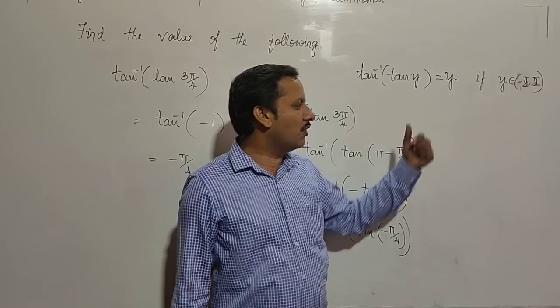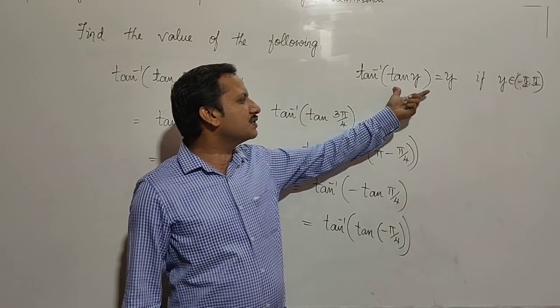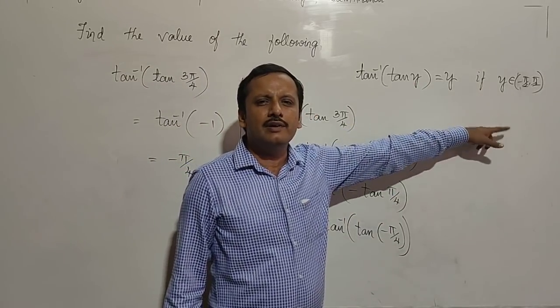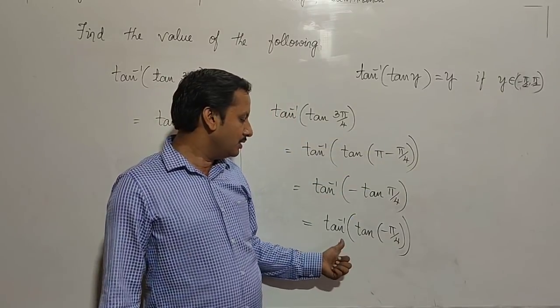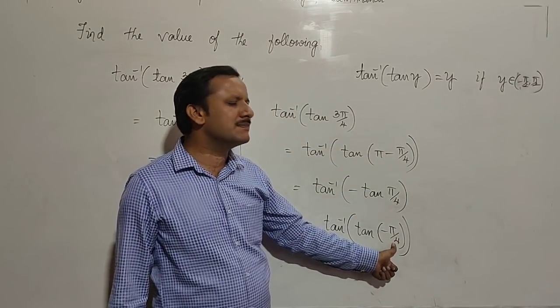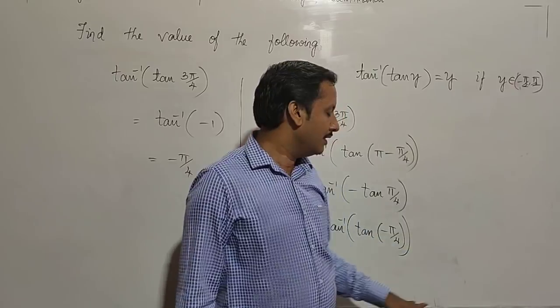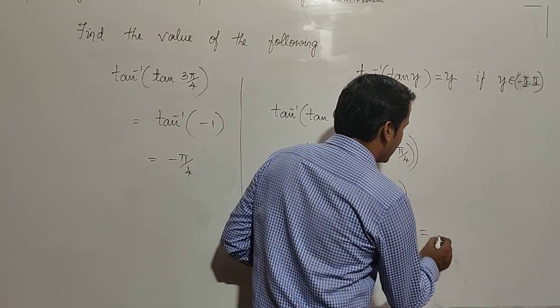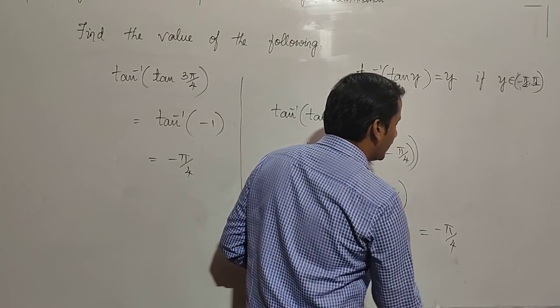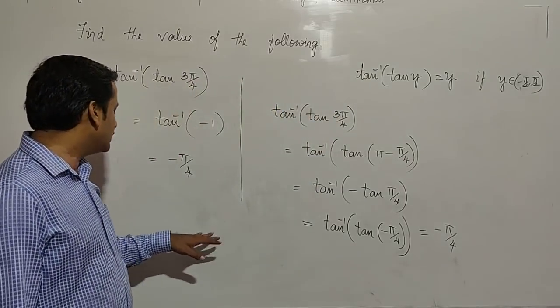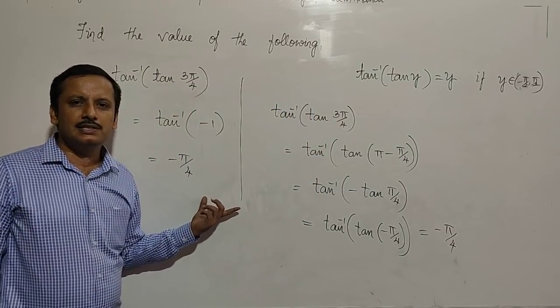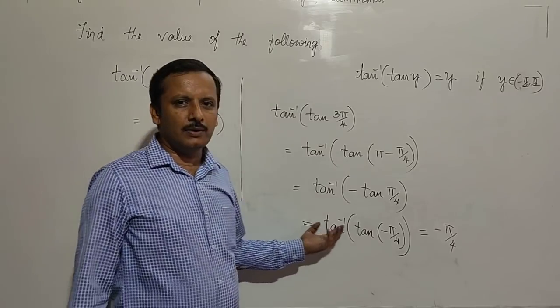Now coming to this form, here tan inverse of tan y is equal to y whenever y lies in that interval. So here the value of y is minus pi by 4. Minus pi by 4 does lie in this interval. Therefore, tan inverse of tan minus pi by 4 is equal to minus pi by 4. Comparing both the methods, we got the same value. Okay, thank you.